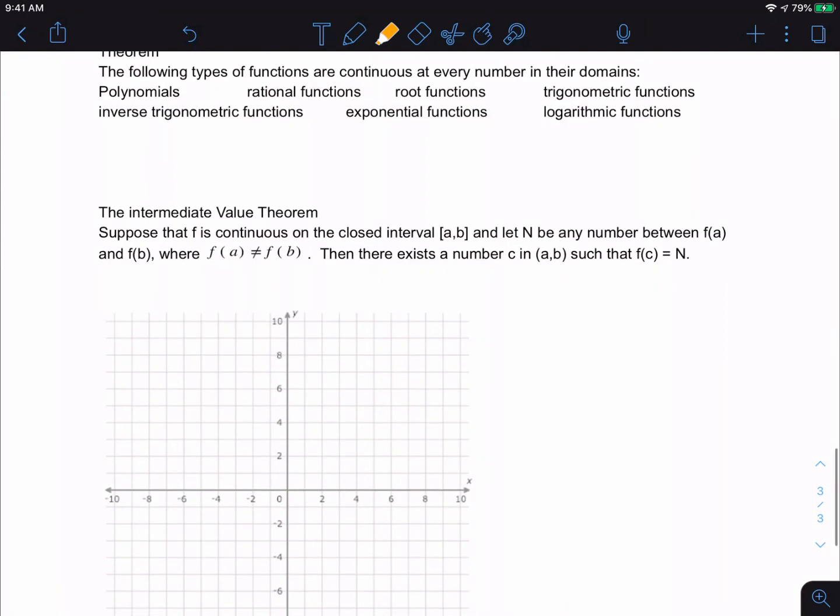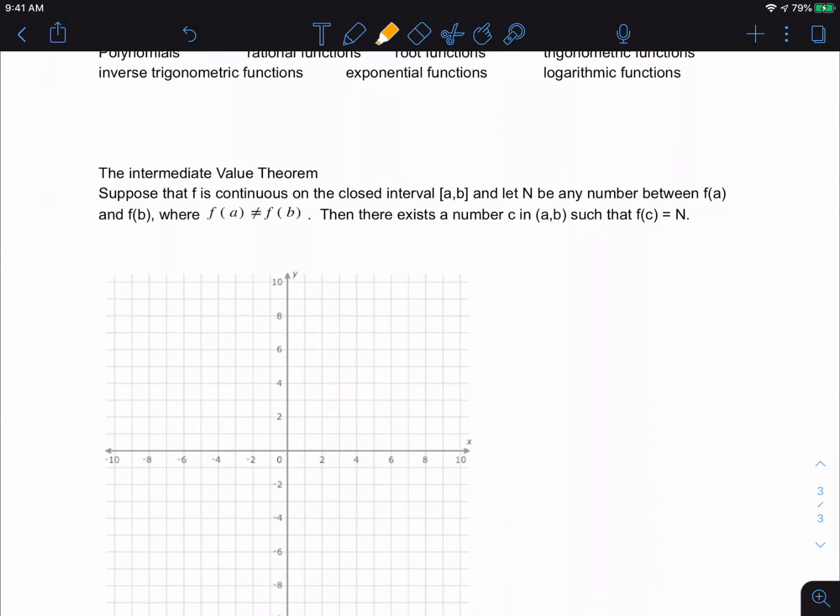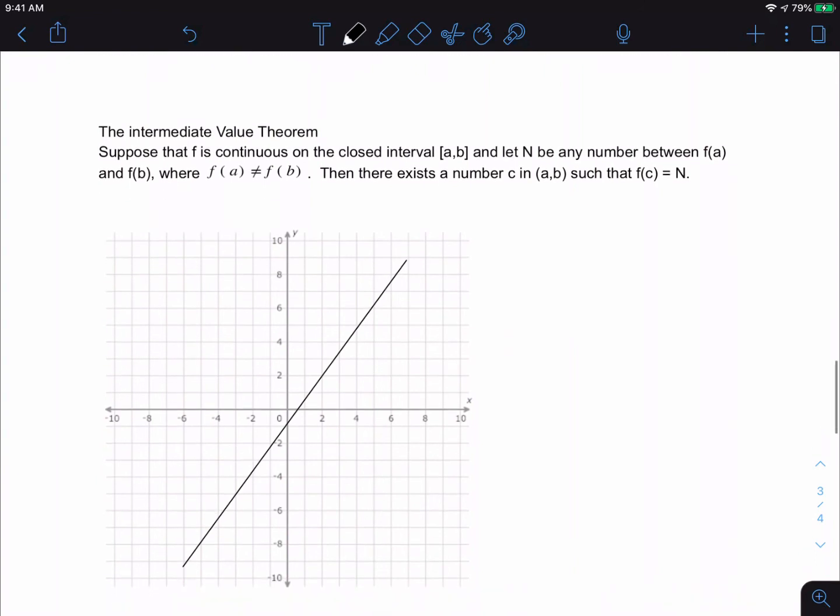I'll draw a picture so you guys can get this. How do I want to do this so you guys can kind of see it? Okay, cool. So let's say that here's a value, here's a value. The domain of this thing, my a and b values, remember they're in terms of x. So where am I going from? From negative 6 to 7.